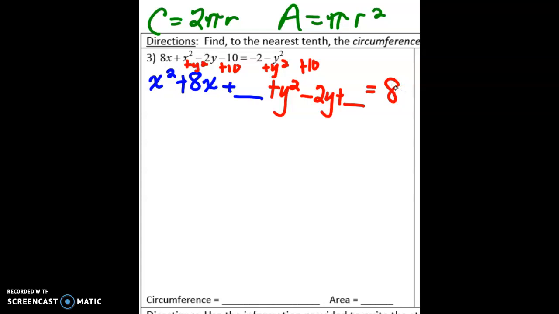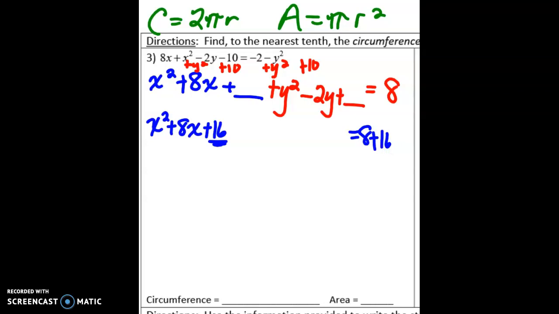Okay, now I'm going to complete the square, which means I'm going to work with the x's first. So when I work with the x's, I want to take half of this 8 and square it. So what I'm actually adding to each side is 16. That's what I added. And so on this side, I'm going to have to also add 16. I want to leave myself enough room.